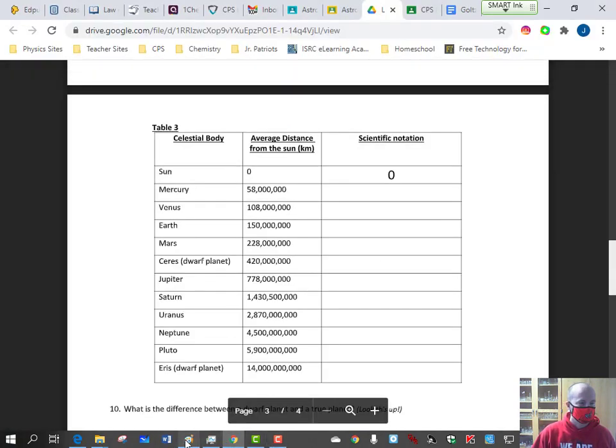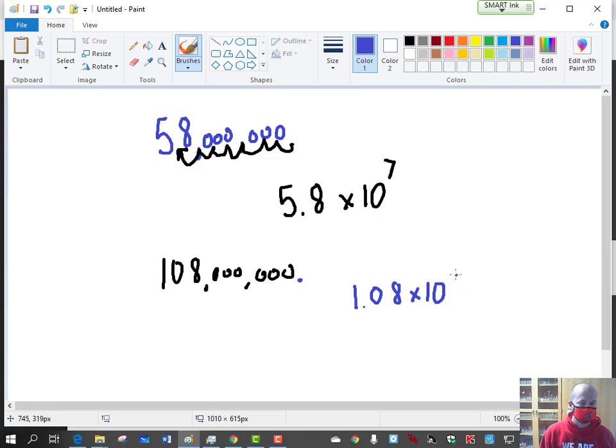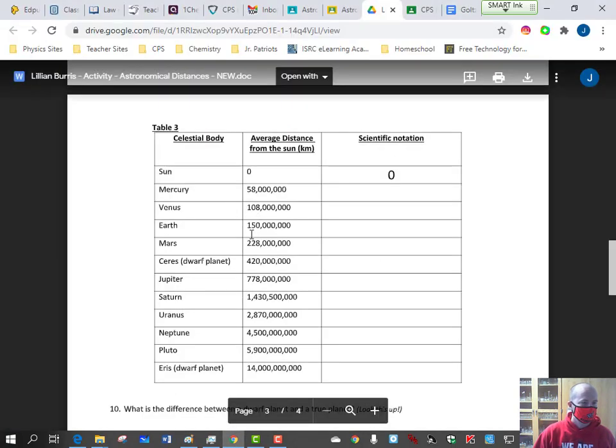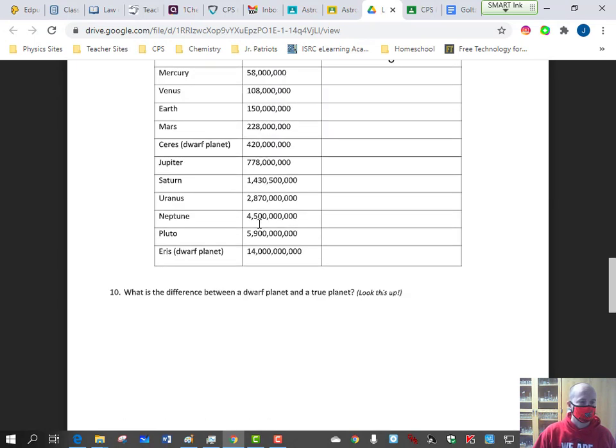With Venus, it's again the same thing. You would write out your 108 million. You'd find your decimal. Like I said, it's at the end, right? And you would move it until it got here, which would make it 1.08 times 10, and then this number here is how many times you moved that decimal. I'll let you figure that out. So for each one of these, you're going to want to move the decimal in front of the last number to the left, and then write all those in scientific notation. That will take care of that part.